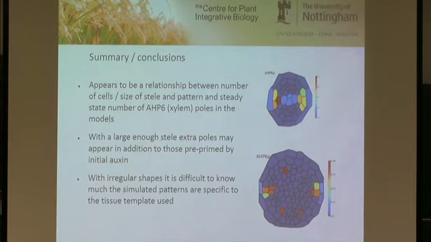When you move away from that and start to think about pattern robustness, there does seem to be some relationship between the size of the stele and the number of poles, which is at least not inconsistent with the experimental evidence. And the obvious rider is that we need to do far more work to understand the dependence of the vasculature structure on the cell geometries, on the initial data and so forth.